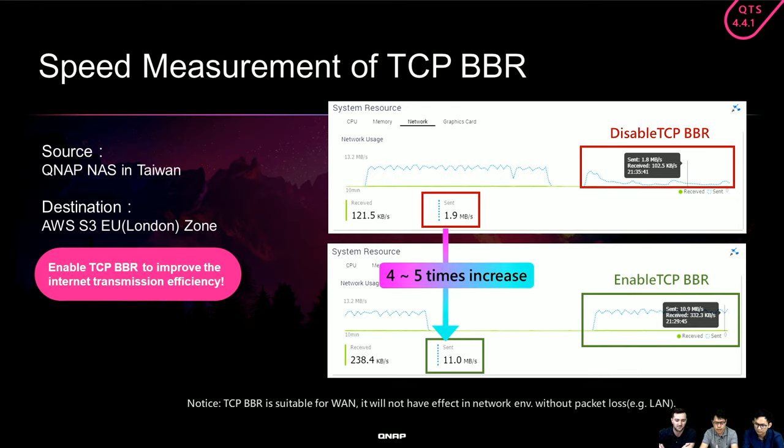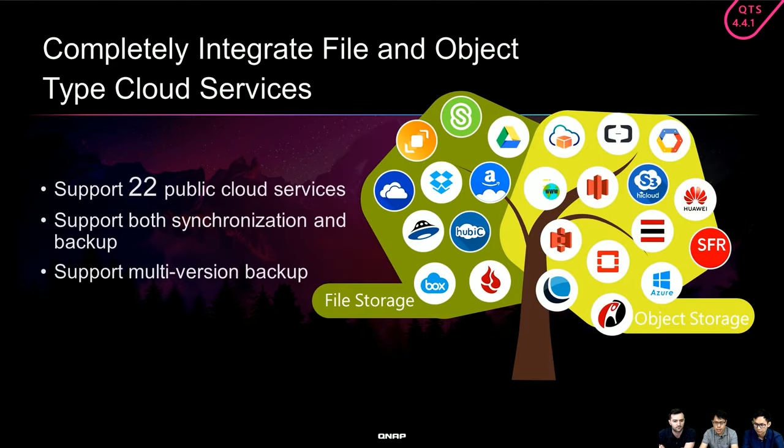I need to mention that this option is much more suitable in a WAN environment, not in a LAN, because in a LAN we already get better bandwidth performance. Our new feature of HBS is that we completely integrate file and object type cloud services, and 22 public cloud services are already supported. Both types of cloud services support synchronization and backup functions, and most importantly, we support multi-version backup for all the cloud services.